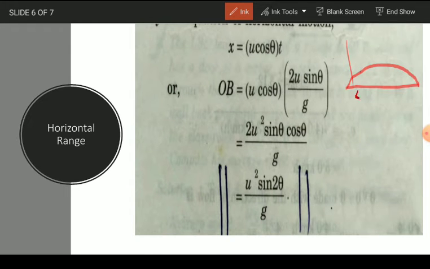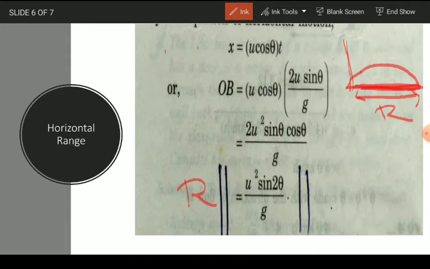Horizontal range is the horizontal distance covered by the projectile during its time of flight. So it is represented by capital R. So it is this distance I am talking about. It is the horizontal distance covered by the particle during its time of flight.